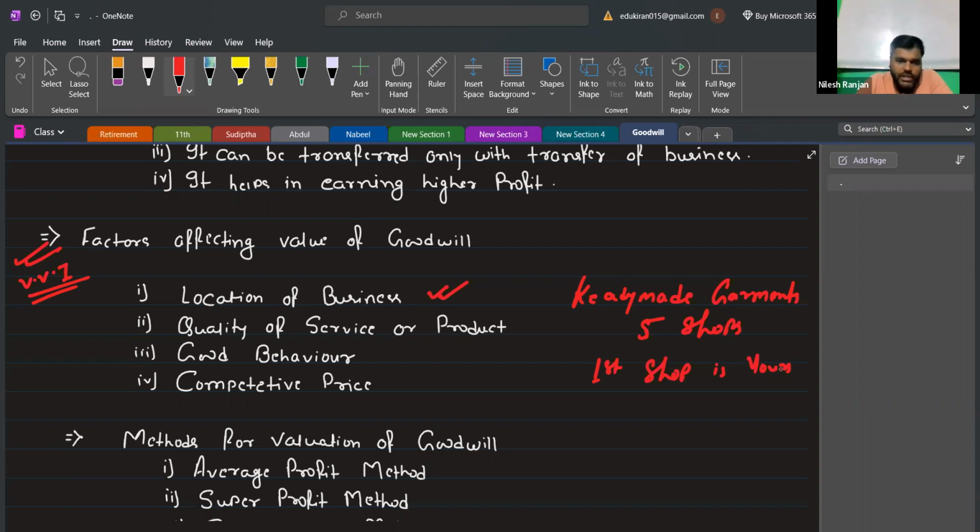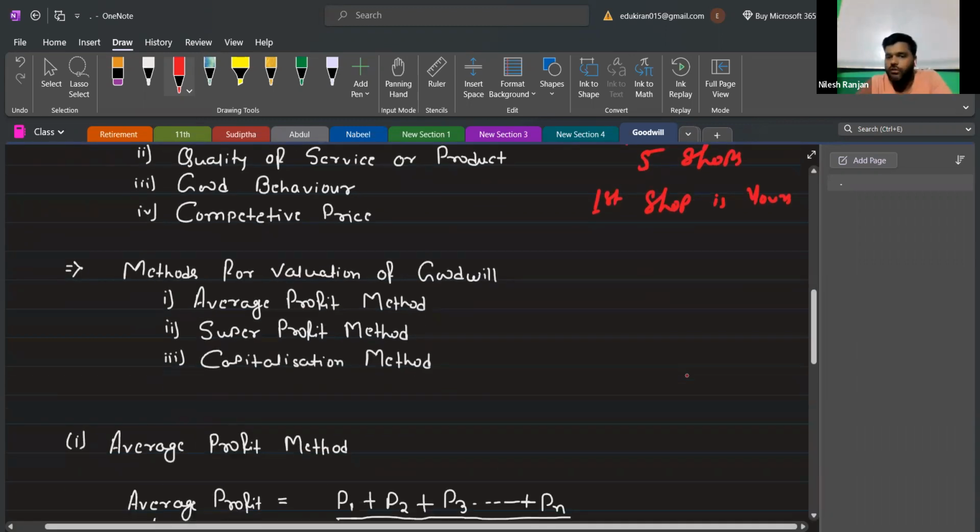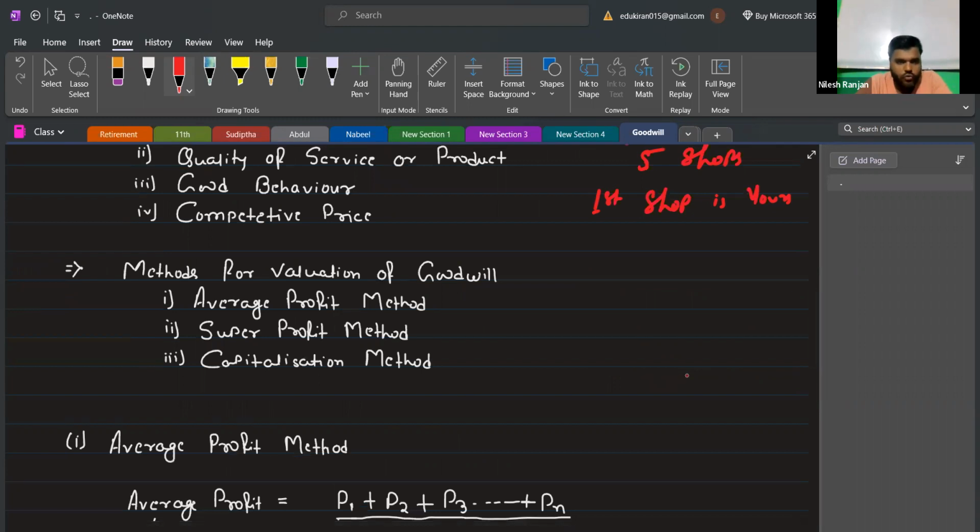Okay, so these are the factors which affect the goodwill. You need to remember all 4 factors. The next thing is methods for valuation of goodwill. Now it's the practical part, so you have to remember some formulas also. Methods for valuation of goodwill.